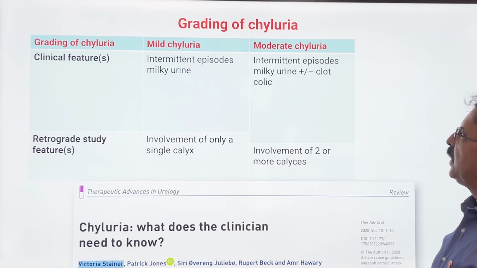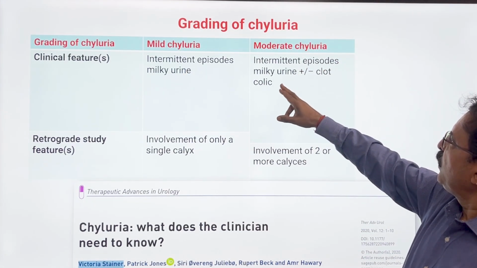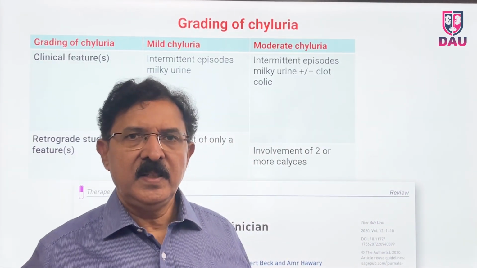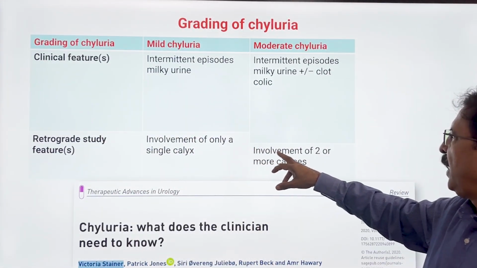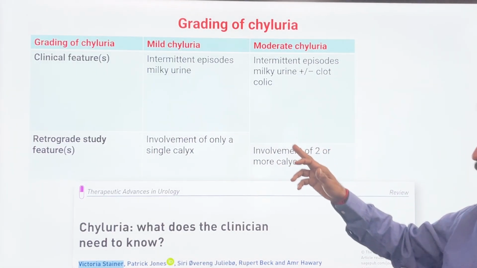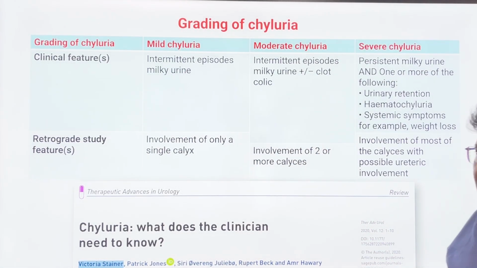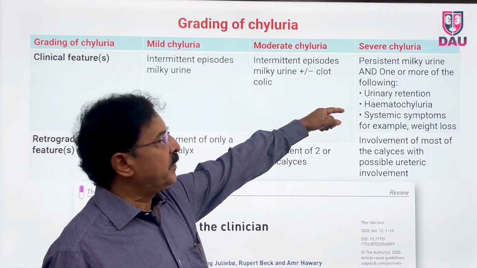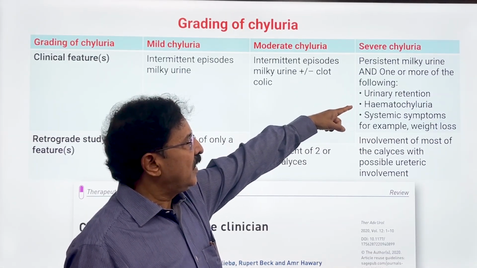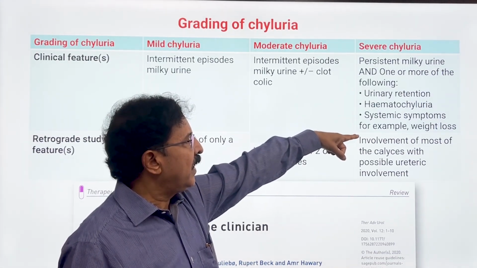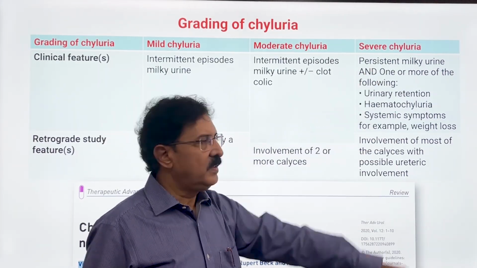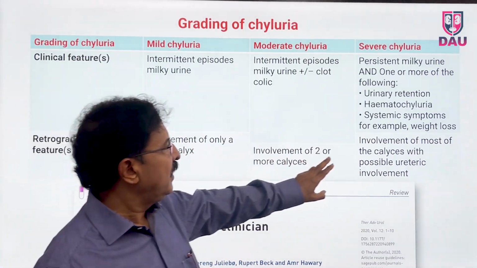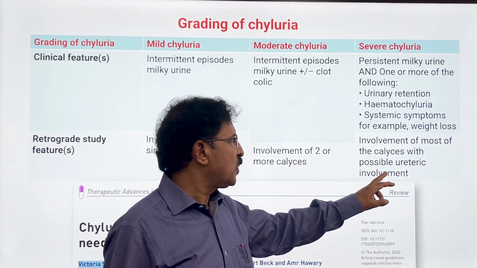Then they said moderate chyluria if there are intermittent episodes of milky urine plus clot colic. Clot colic, because when the chylous clot descends down the ureter, the patient can have pain. And then involvement of 2 or more calyces on retrograde study. Then they said severe chyluria, where the patient has not only milky urine, but develops either urinary retention because of the clot, hematochyluria or systemic symptoms like weight loss. So obviously it is more severe in terms of manifestations. And then on retrograde pyelogram, they demonstrated involvement of most of the calyces with possible ureteric involvement.